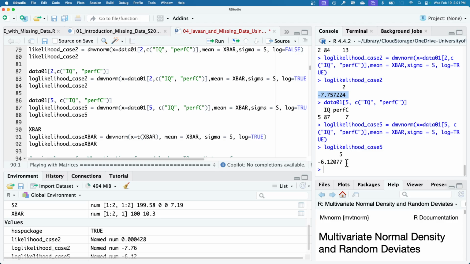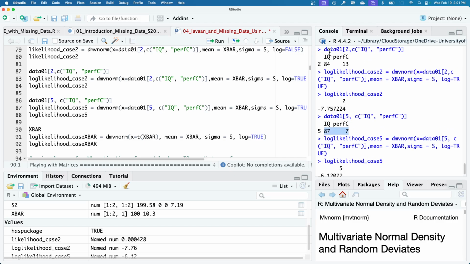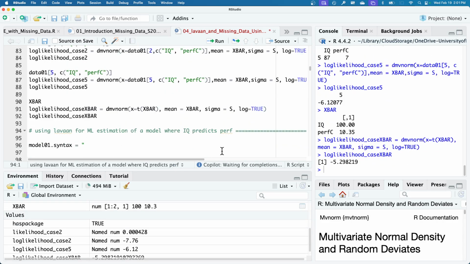Turns out that's less likely than that number right there, right? So this is more negative, so this number is bigger. So we'd say it's more likely that you would have observed 87 and 7 than an 84 and 13. And it's probably because being below the mean on one and being above the mean on the other is a weird spot. If you were to visualize the data, there probably aren't a lot of cases over there. Okay. Let's see what the log likelihood of the mean would be. Negative 5.29. So that tells us the most likely case itself.